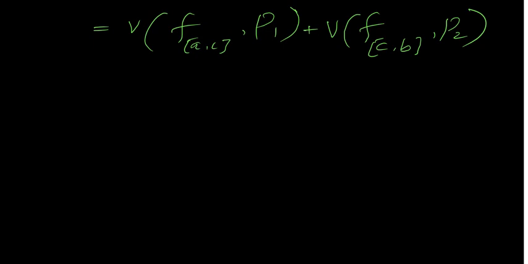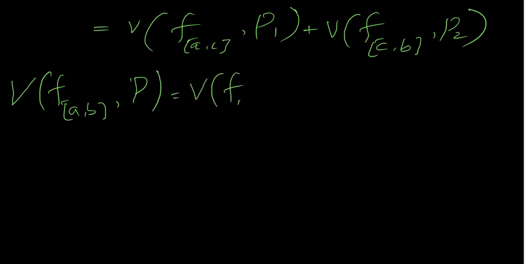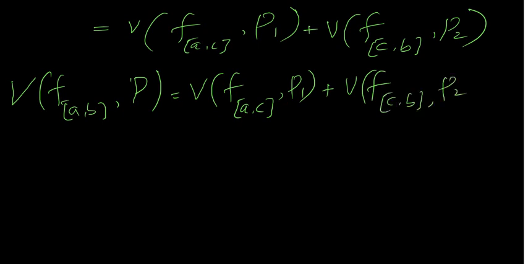Okay, so thus we have the following. We have obtained the variation of the function f over the interval AB containing the point C. This is important: the partition contains the point C. The partition P, which contains the point C, is equal to the variation of f over the interval AC with respect to P1, and the variation of f over the interval CB with respect to the partition P2.